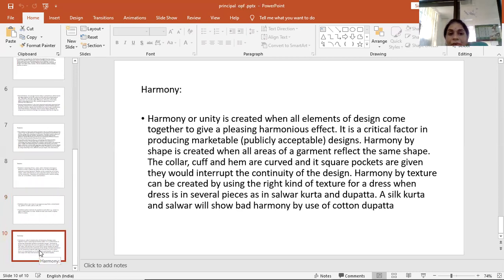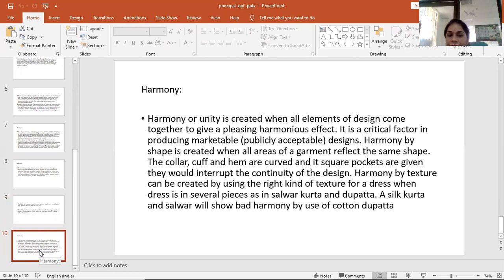Last principle is harmony. Harmony or unity is created when all elements of design come together to give a pleasing, harmonious effect. It is a critical factor in producing marketable or publicly acceptable designs. Harmony by shape is created when all areas of a garment reflect the same shape. If the collar, cuff, and hem are curved, and square pockets are given, they would interrupt the continuity of the design.